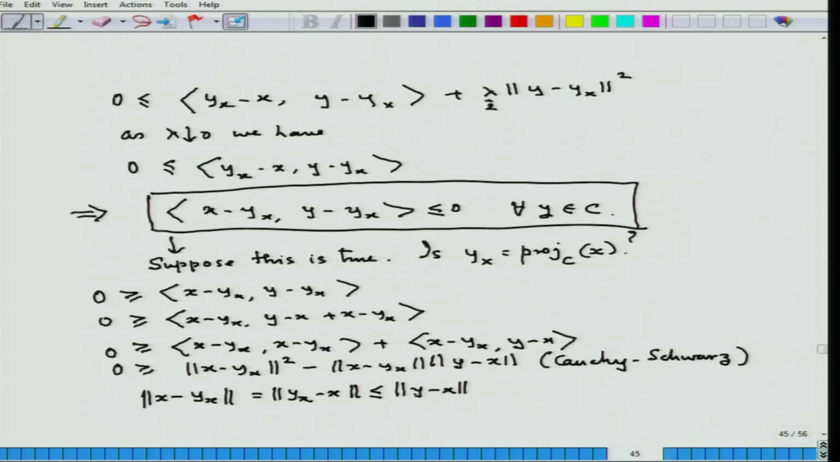but y was any arbitrary element in C. So, it is true for all y in C. So, this relation would hold for all y in C, because this is true for all y in C. So, this would immediately mean the following, that y x is the projection, because it solves the projection problem, and that is it.